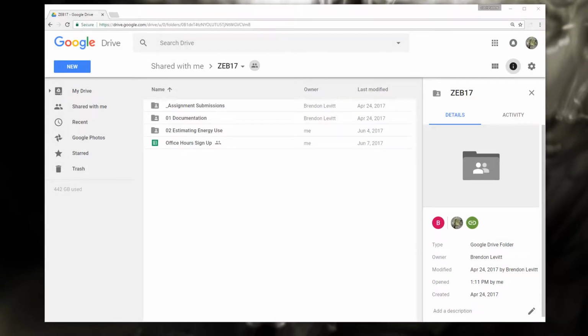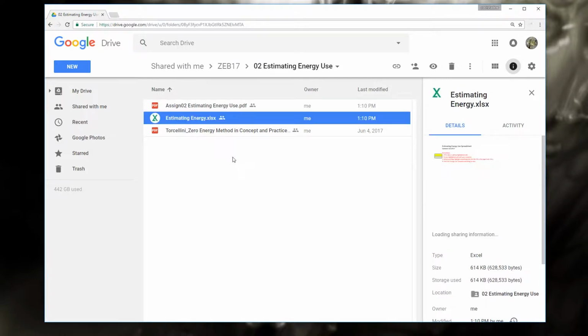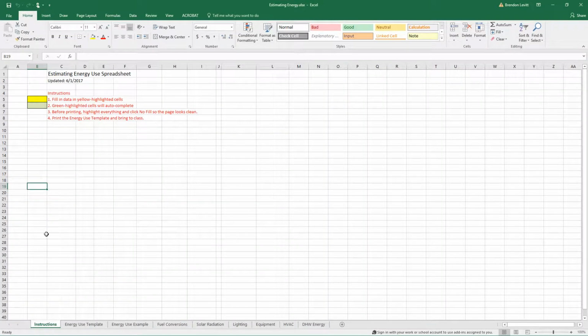This is going to help you understand how to read an energy bill, and then you'll relate this later to an estimate of your energy use for that building. So in the shared folder, you can go to Estimating Energy Use, and you'll see this Excel spreadsheet, Estimating Energy. This is going to help guide you through this process.